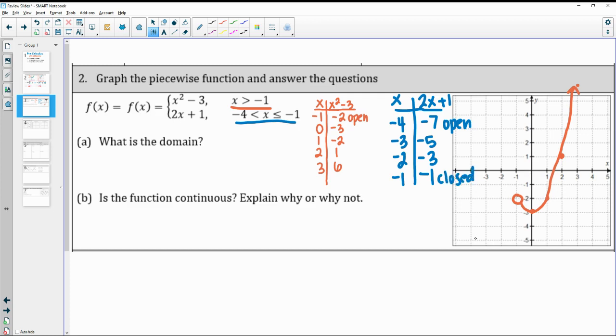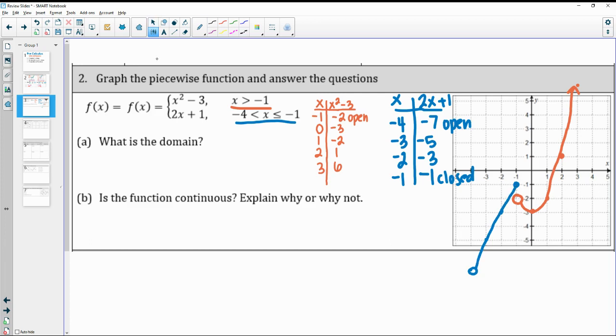So -4, -7. Now this is going to go off my graph. So I'm just going to go, that's at -6, and this is -7 down here with an open circle. -3 is at -5. -2 is at -3. And then -1 is at -1. And then that's a closed circle. And then we can just connect those.